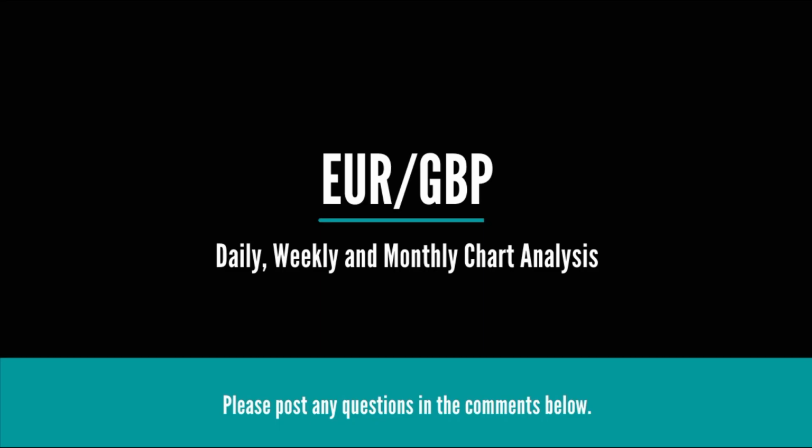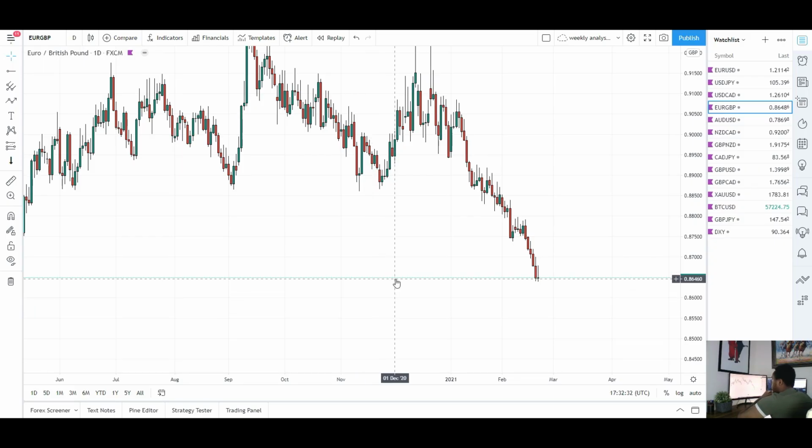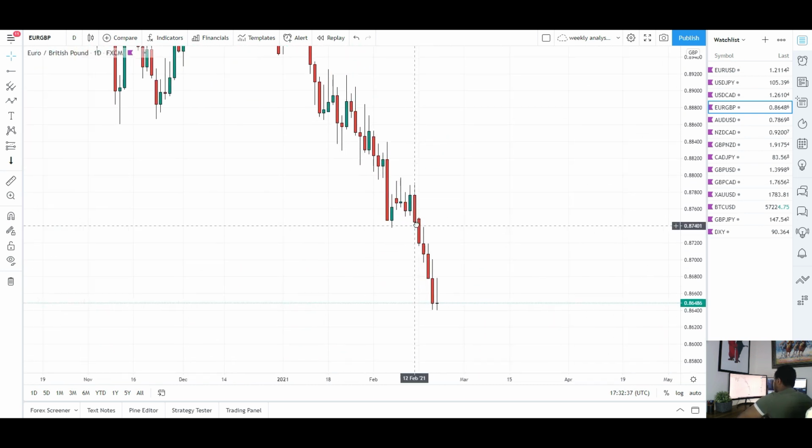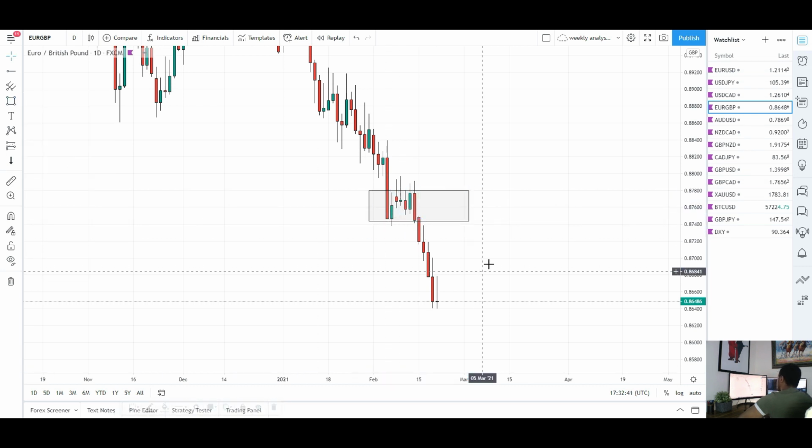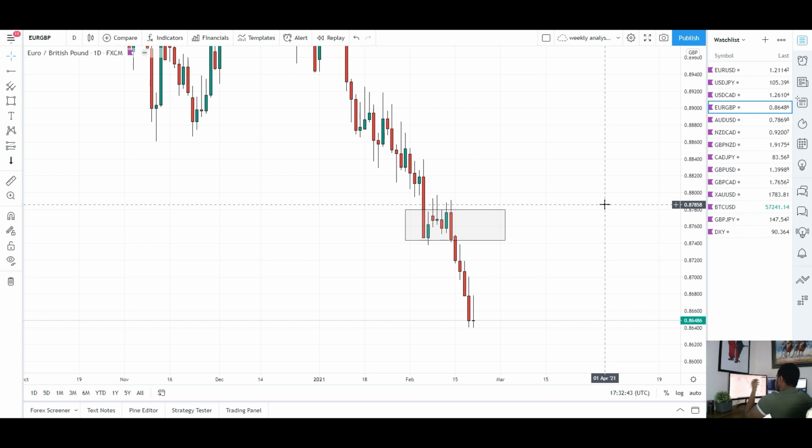Up next is Euro GBP. Okay, so for Euro GBP on the daily chart, we had a nice move to the downside last week. I believe we ended the week here, and I said we'll probably see a breakout for this pair, either to the upside or to the downside.